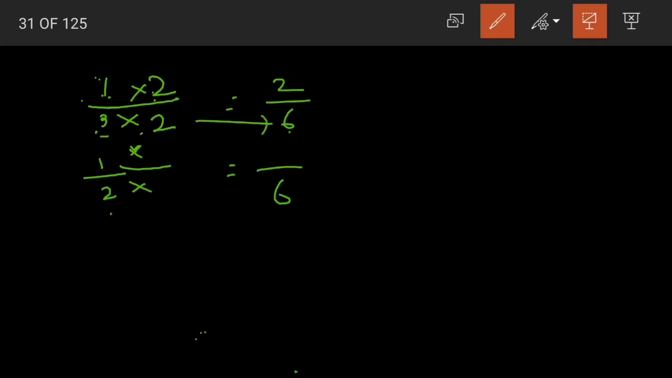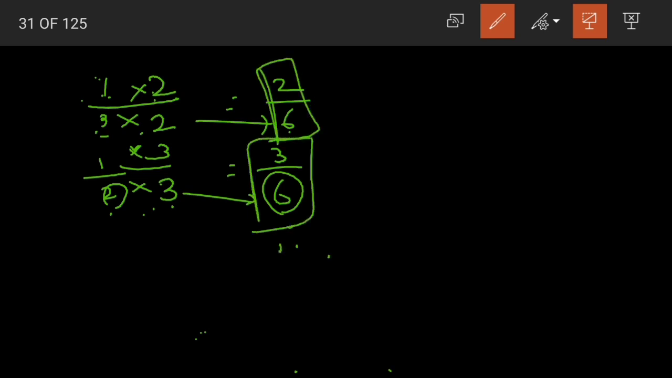Now coming to 1 by 2, we are having 2 here and we want 6. How will we get it, children? 2 into 3. As we are multiplying in the denominator, multiply the numerator as well. 1 into 3 is equal to 3. 2 into 3 is equal to 6. Understood? Now we have two like fractions that are 2 by 6 and 3 by 6.